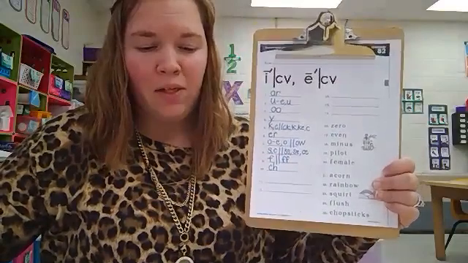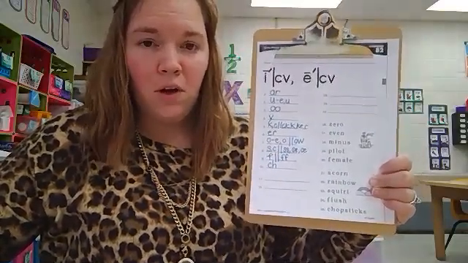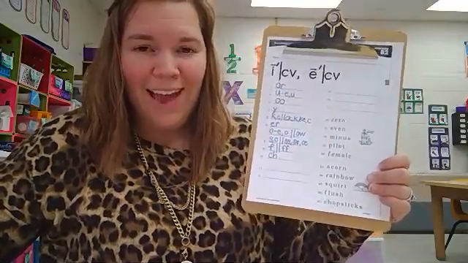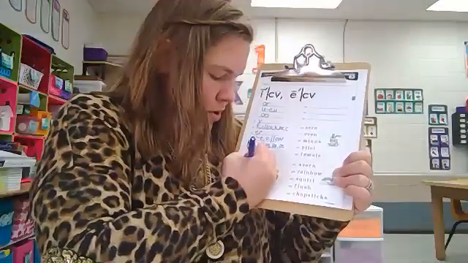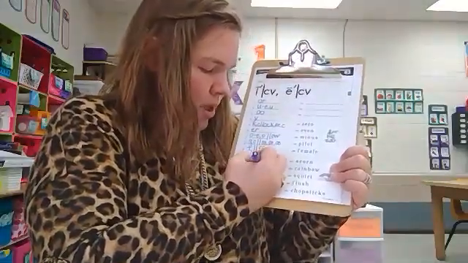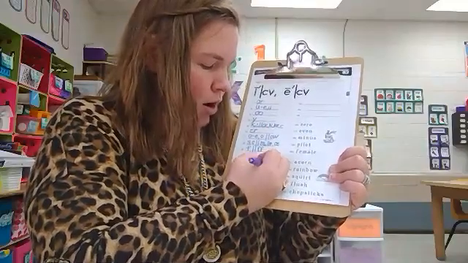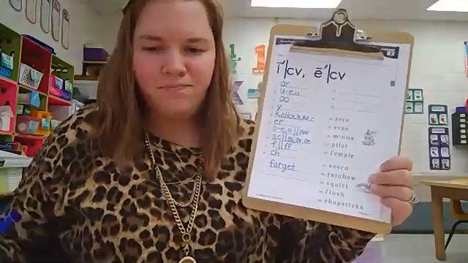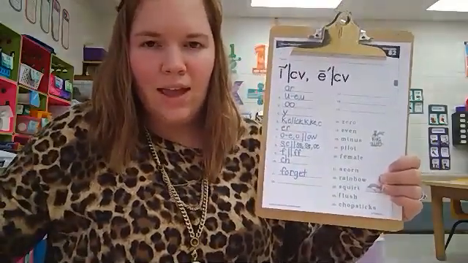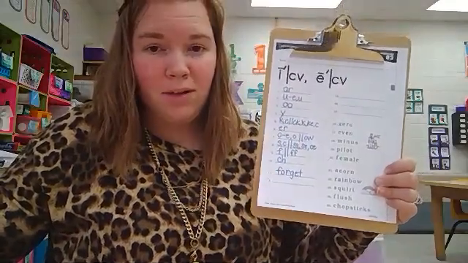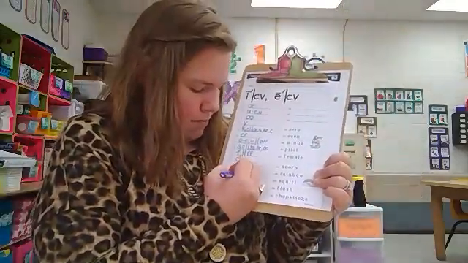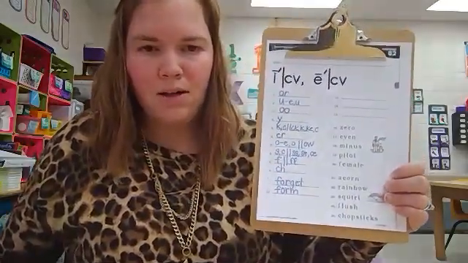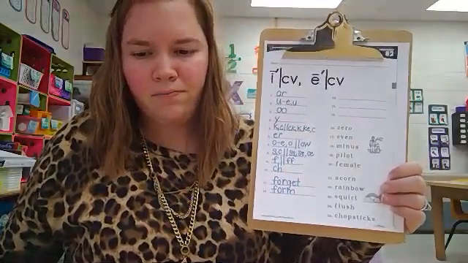Now let's practice spelling words. These two words are going to start with for. Number 11, spell forget. Forget. F-O-R-G-E-T. Forget. And number 12, form. Form. F-O-R-M. Form. Very good.